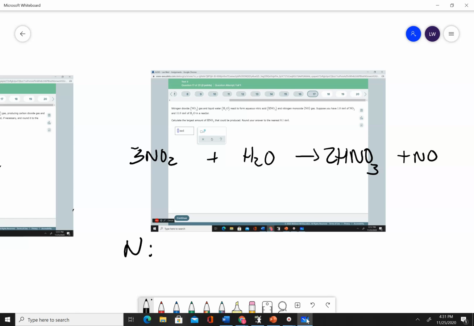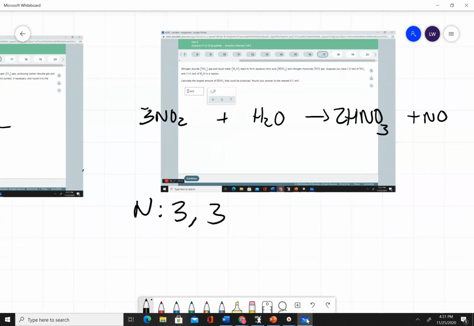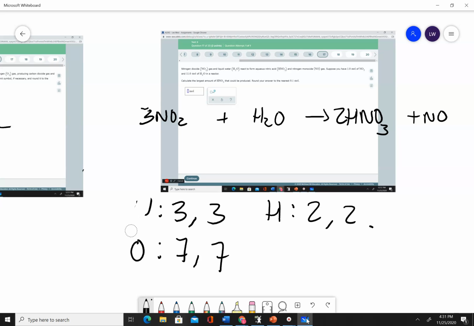So nitrogens, 3 on the left. 2 times 1 plus another 1, 3 on the right. Oxygens, 3 times 2 gives me 6, plus another 1 gives me 7. And then up here, 2 times 3, that's 6, plus another 1 gives me 7. We've only got one atom type left to balance, and that's hydrogen. 2 times 1 there gives me 2 hydrogens on the left, and 2 times 1 here gives me 2 hydrogens on the right. So that balances nicely.